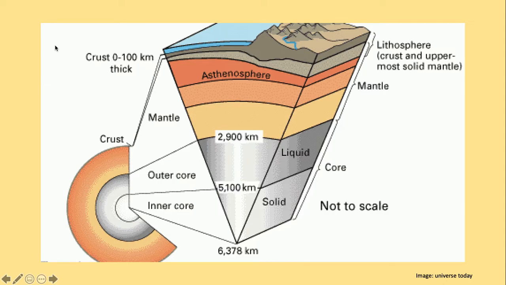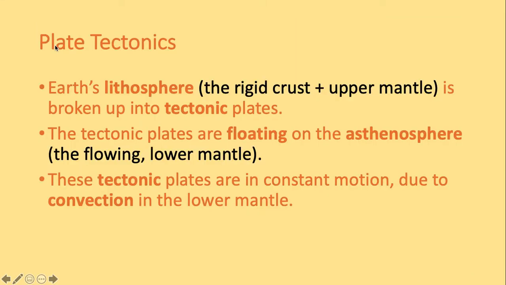Here's this picture again of the layers divvied up: crust, mantle, core. But the mantle is divided into the lithosphere and the asthenosphere, and the core is divided into the outer core and inner core. And this image is not to scale. Plate tectonics. Earth's lithosphere, remember that's the rigid crust and upper mantle, is broken up into tectonic plates. The tectonic plates are floating on the asthenosphere, which is the flowing lower mantle. These tectonic plates are in constant motion due to the convection in the lower mantle.